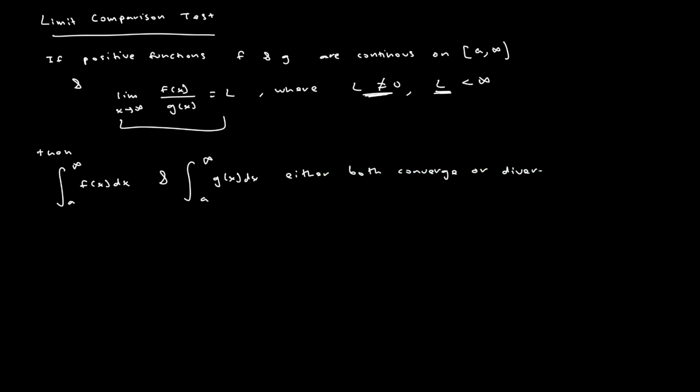So essentially what the limit comparison test says is that if two functions f and g have the same order of growth, and that's why their limit evaluates to a finite value that is not 0, and if you don't remember what that is, you should look at that order of growth video, then they will either both diverge or both converge because they grow at the same order.